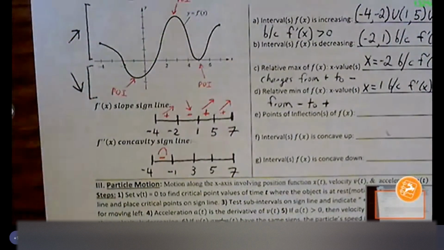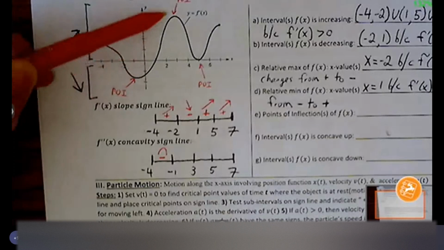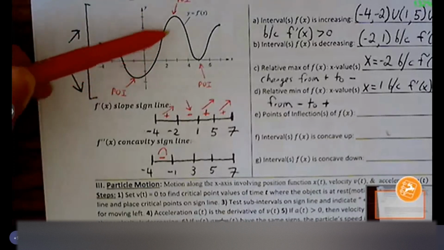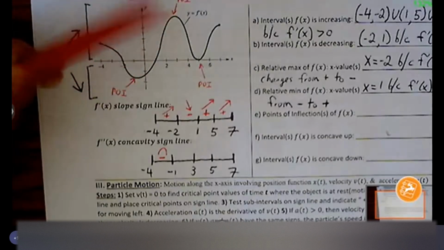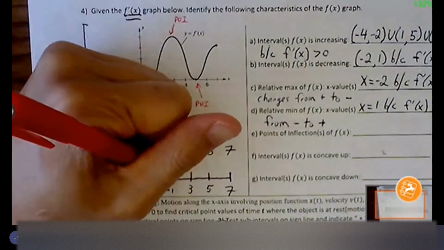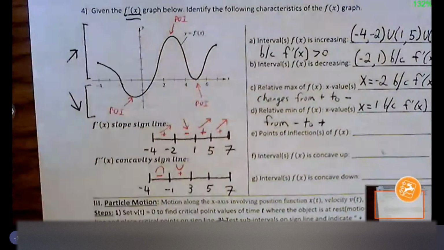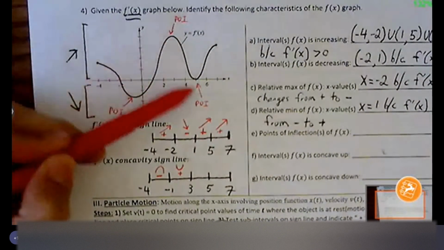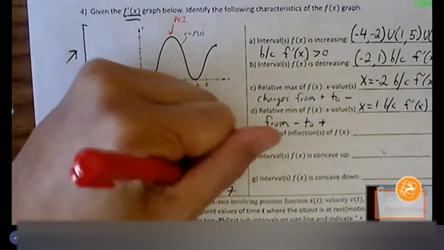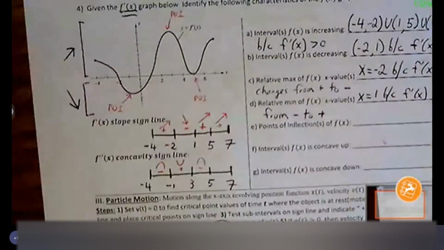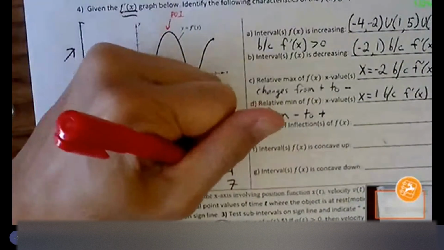Okay. Between -1 and 3, positive slope, so that's going to correspond with concave up. 3 to 5, negative slope, concave down. 5 to 7, positive slope, concave up.